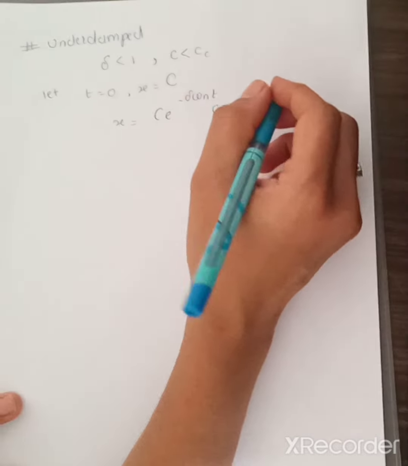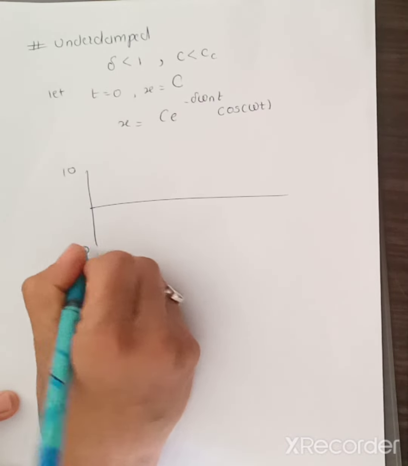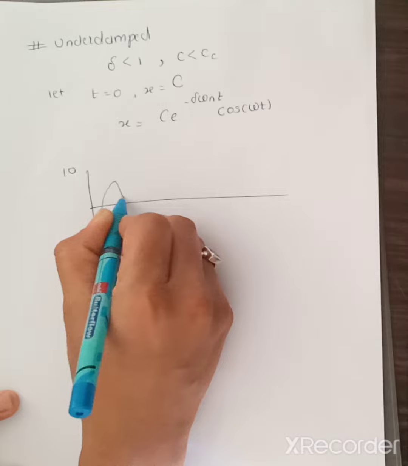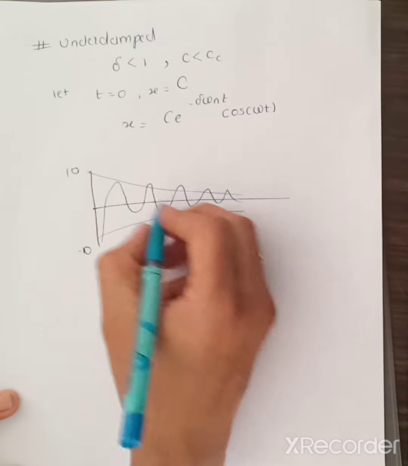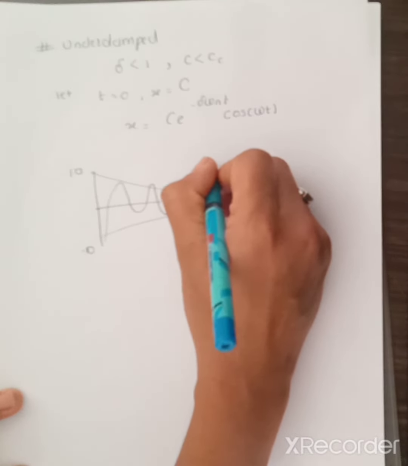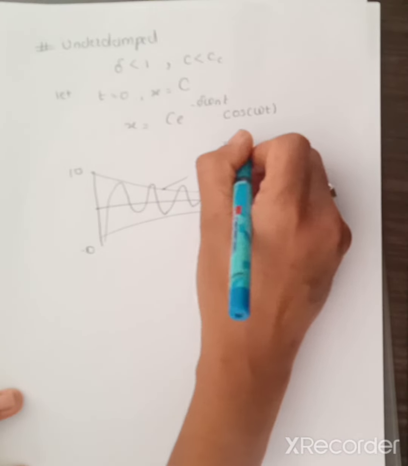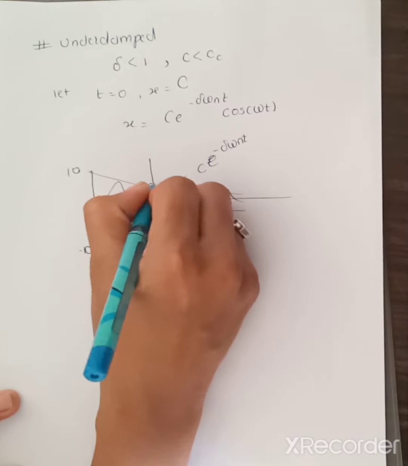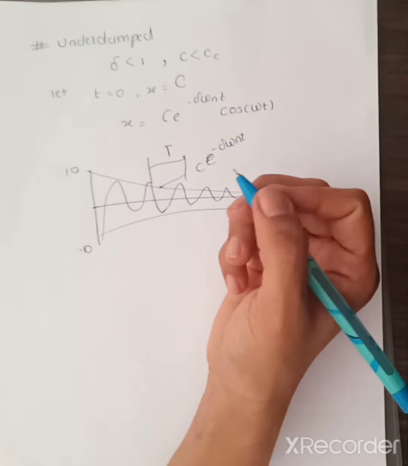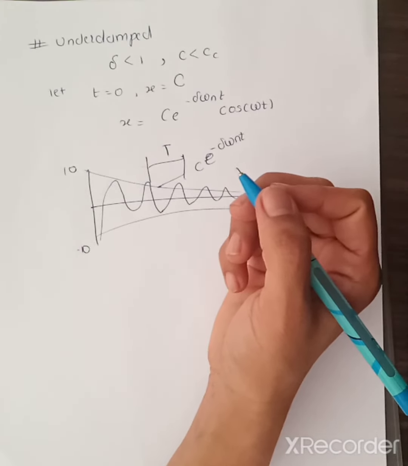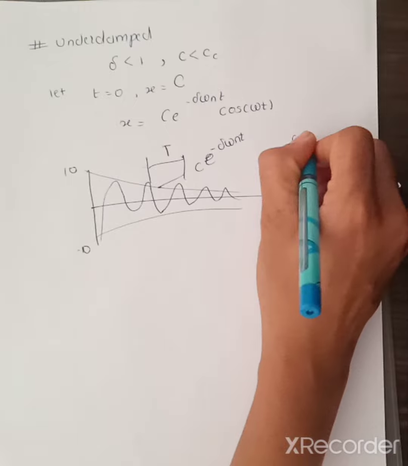We obtain here co-sinusoidal oscillation. For example, we will draw a graph for it. Suppose this is displacement, plus 10 and minus 10. How will we obtain the co-sinusoidal wave? This has x is equal to C e raised to minus del omega n t, and this is nothing but the time period capital T. We can see by this graph that if the mass is pulled down 10 units and released, we get the value of C is equal to minus 10.